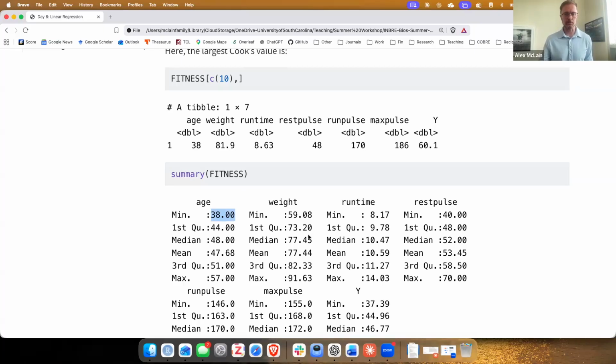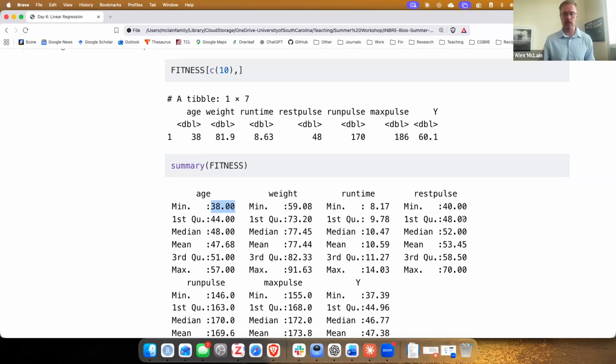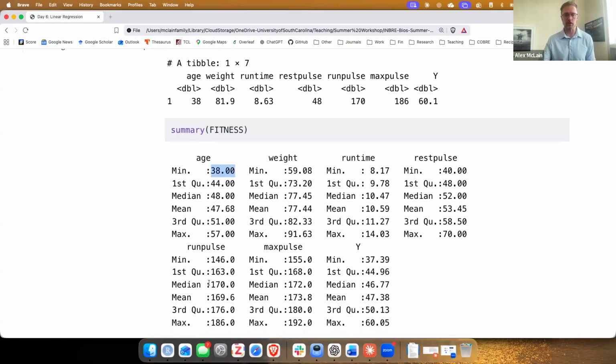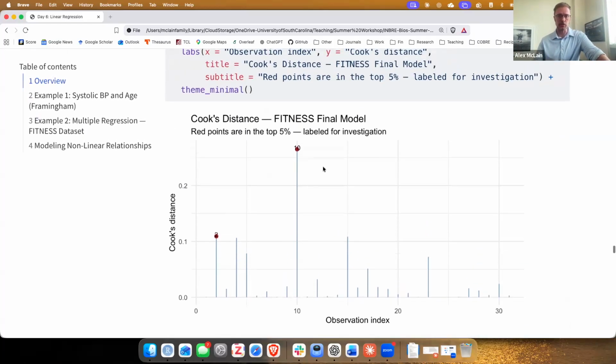Their weight, nothing strange about that. Runtime is on the low side. Resting pulse, the low side, but not crazy. Run pulse 170. Okay, that's pretty much right at the median. Max pulse 186. That is on the high side. And then their Y is going to be the largest observation that we have here. So really nothing wrong with this person. They're just a little strange in terms of the makeup that we get for this particular person.